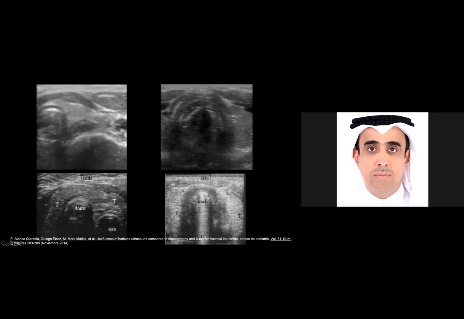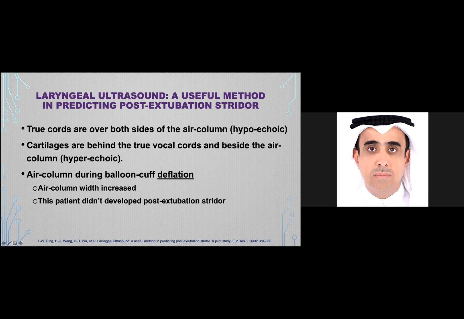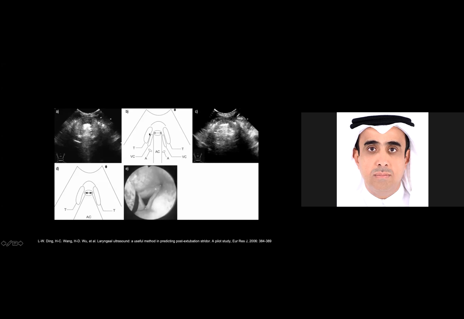Another study focuses on post-extubation stridor. There is a lot of literature, but there are conflicting points in some research. You can use ultrasound to predict which patients will go on to have stridor after extubation or not. You make a good measurement of the air column before deflating the balloon. Then after deflating the balloon, you see whether the measurement of the air column increases or decreases. If it increases, that's a good sign: this patient most likely will not have stridor. If it decreases, this patient will most likely go on to have stridor.